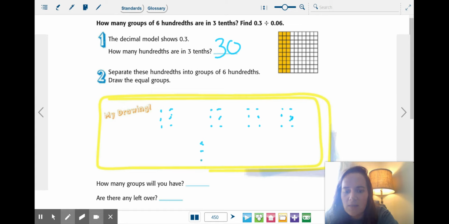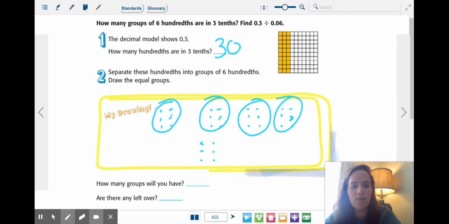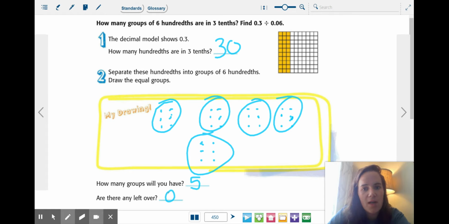25, 26, 27, 28, 29, and 30. So I took 30 hundredths and I divided them into groups of 6 hundredths. So all together we have 1, 2, 3, 4, 5 groups of 6 hundredths with 0 left over. Therefore, our answer is 5.